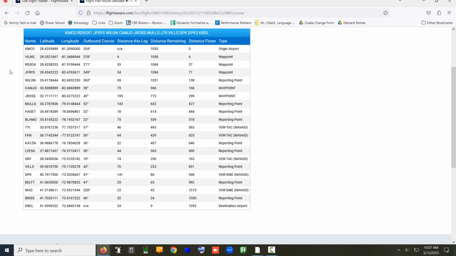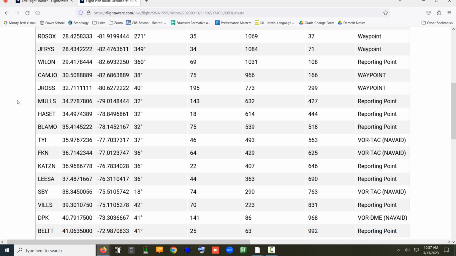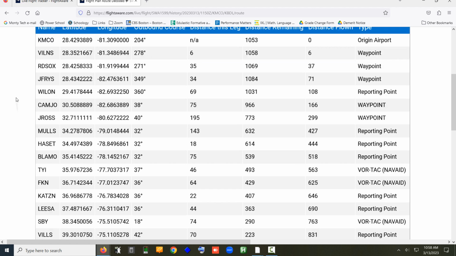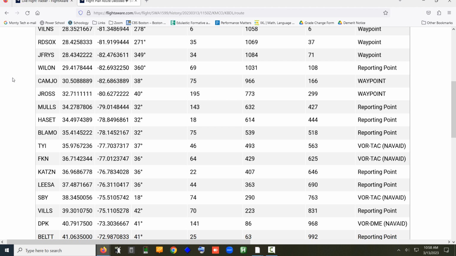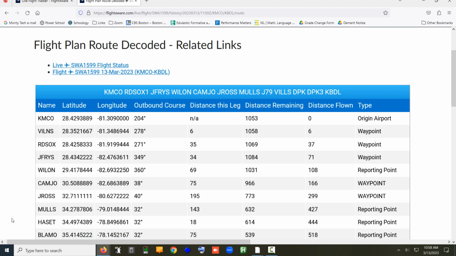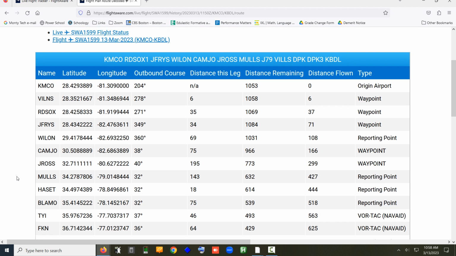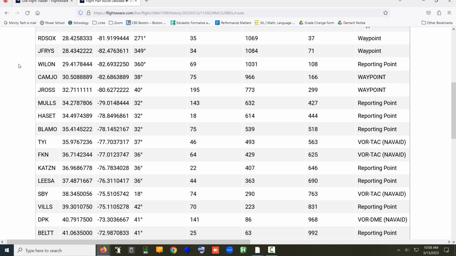The difference here is that the direction is changing. So they flew a certain amount of miles. Let's say they flew 6 miles on a heading of 278 degrees. Then they flew 37 miles on a heading of 271 degrees. And then a large part of this trip, I think it said it was from Orlando to Bradley. I don't know. But anyway, I think it was flying north.